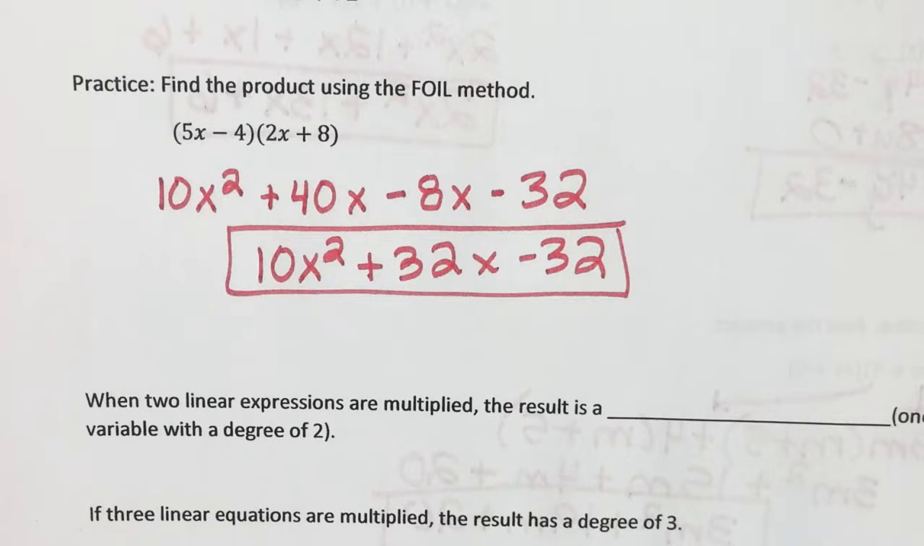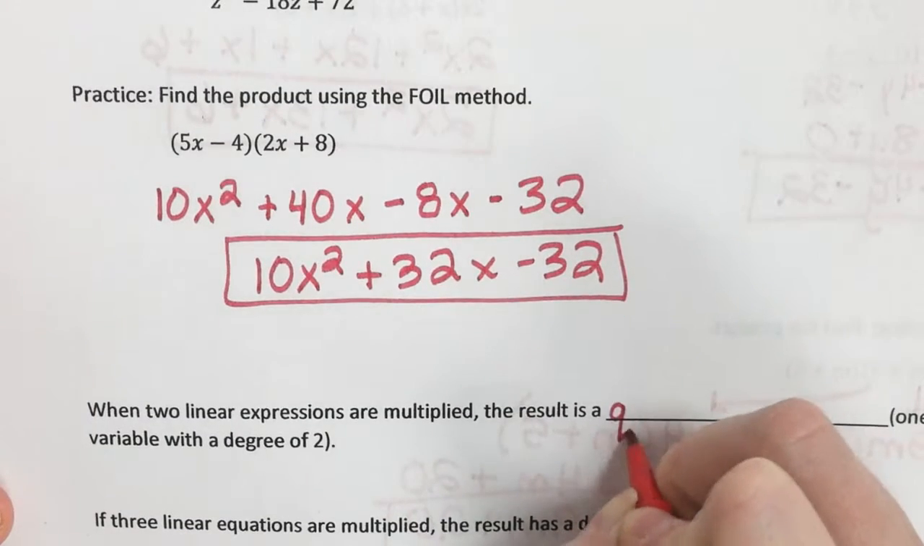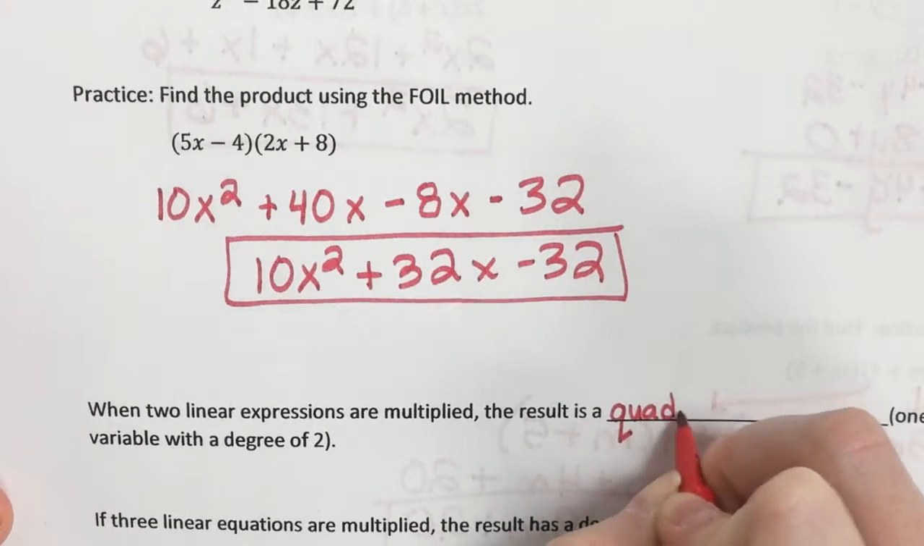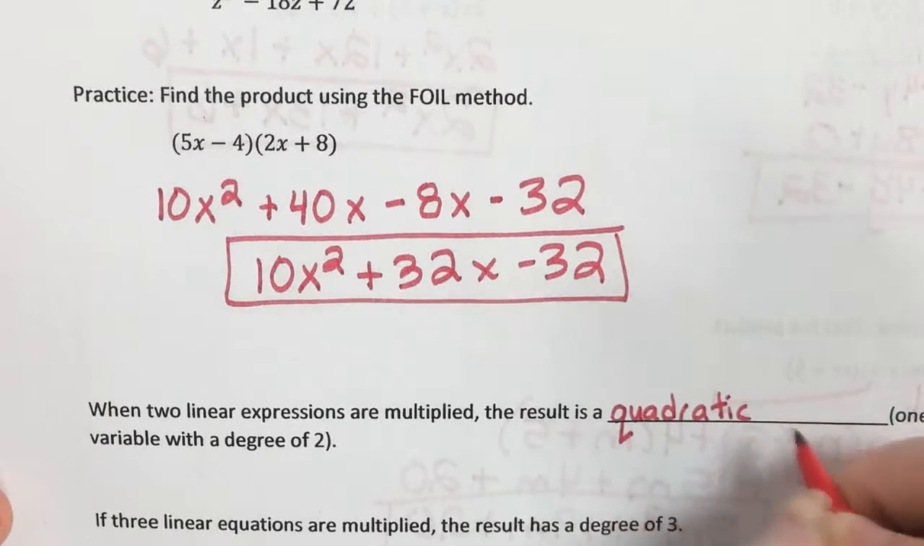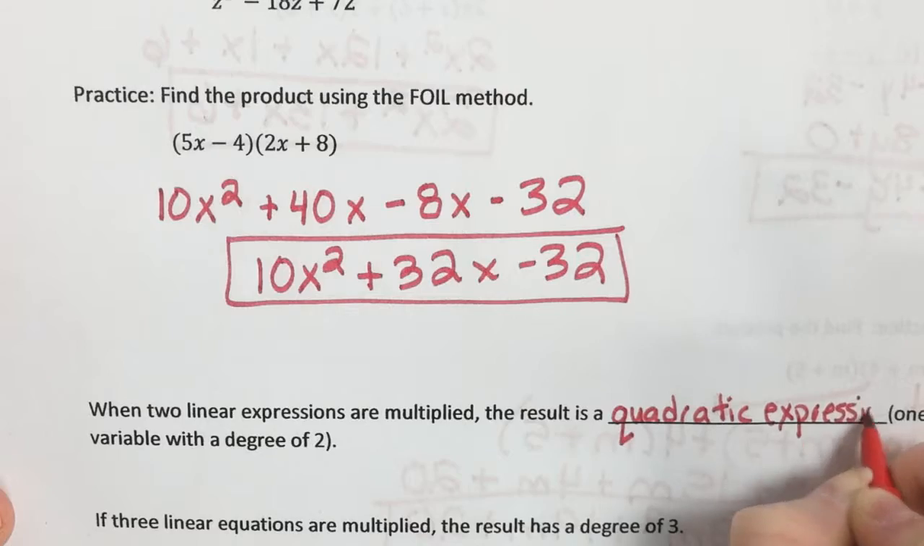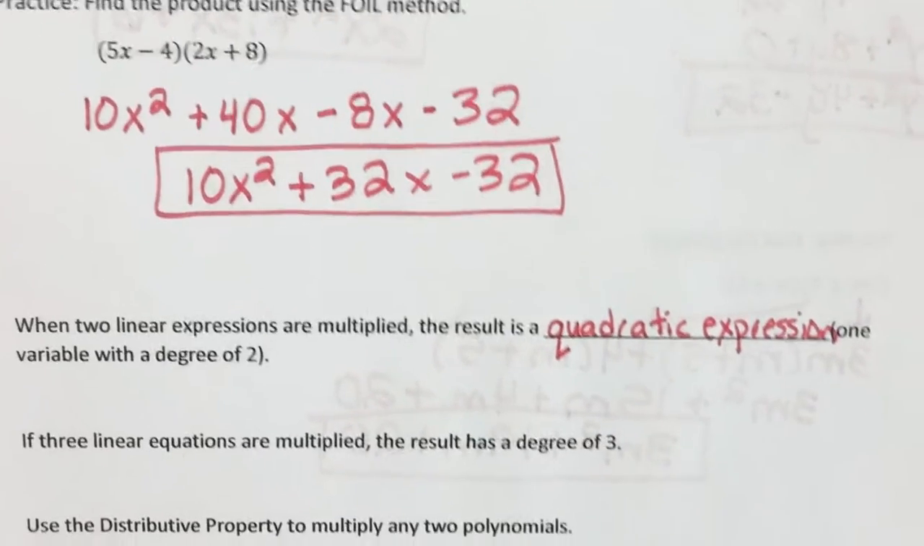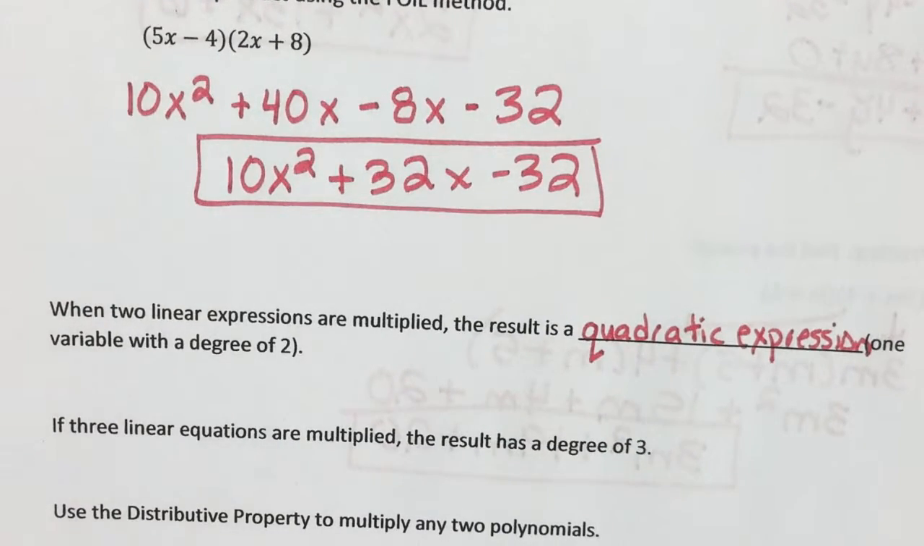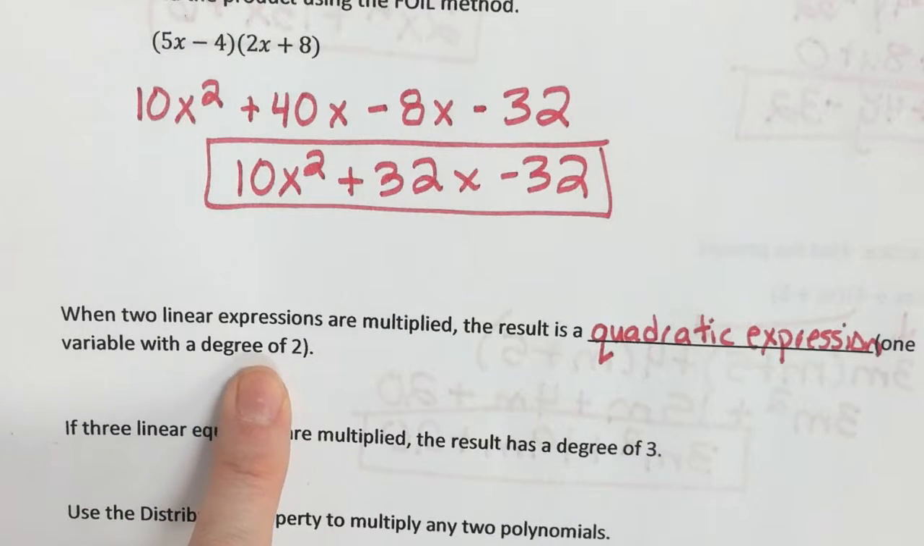Okay, so when two linear expressions are multiplied, the result is called a quadratic expression. Okay, a quadratic expression. So that's one variable with a degree of 2. And it's also the highest degree in the equation or expression is 2.